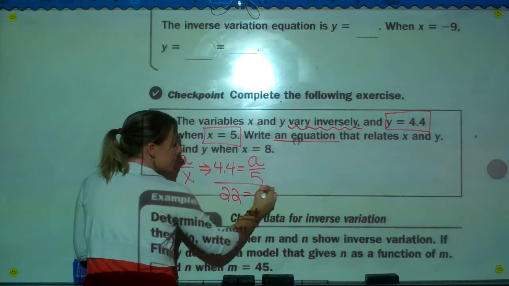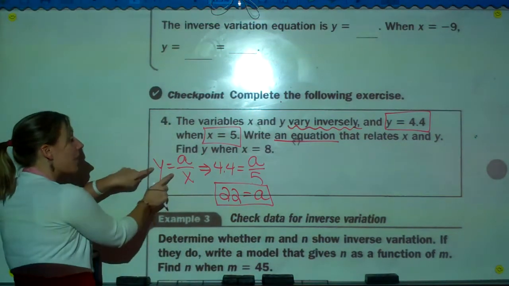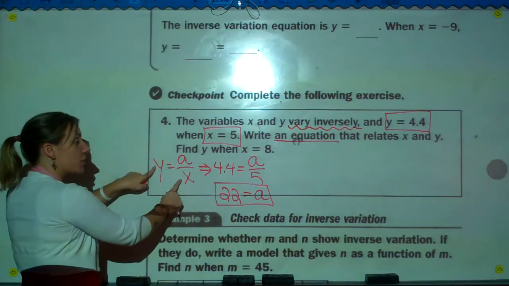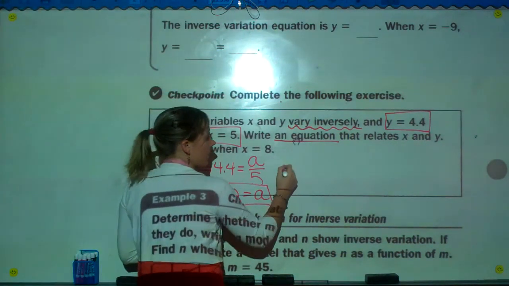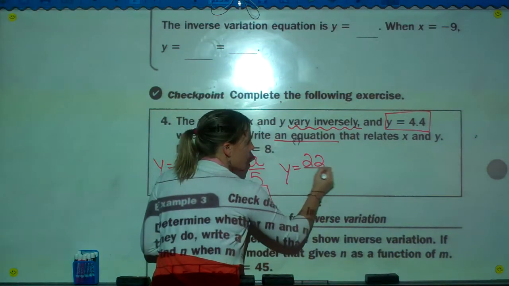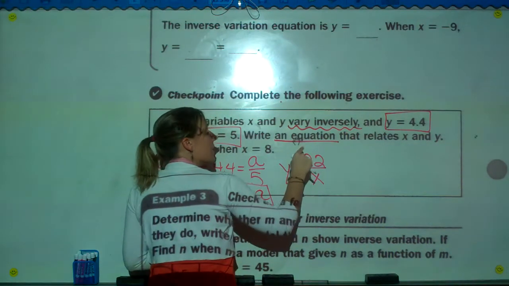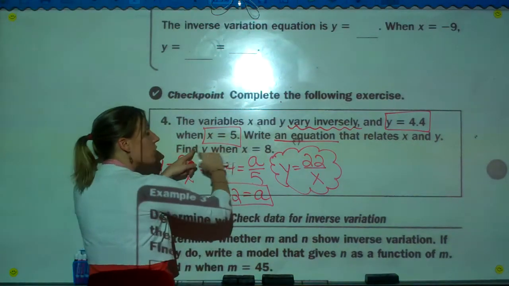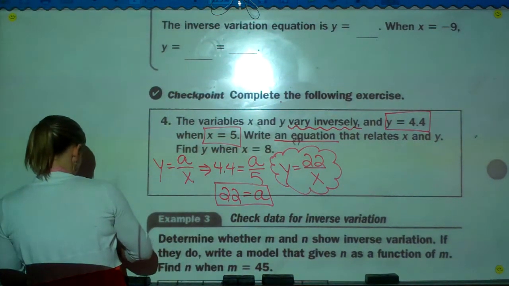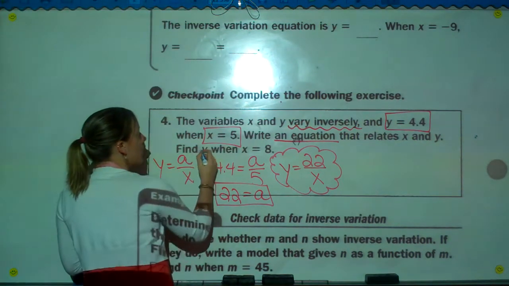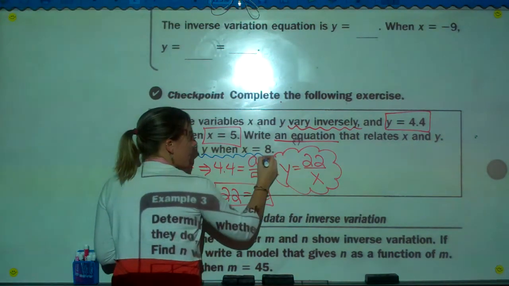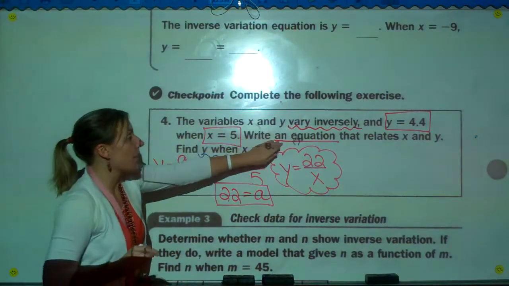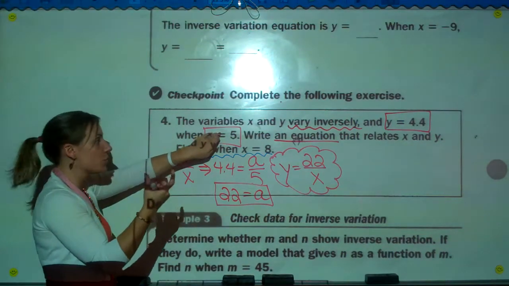And this is our constant. Okay, so now going back to the inverse formula, the x and the y can change, but now we know that the formula for this relationship is 22 over x. We know that no matter what the final question is right here, no matter what we're being asked, we're going to use this formula, okay? So now we've got the equation because we used the first 2 points.